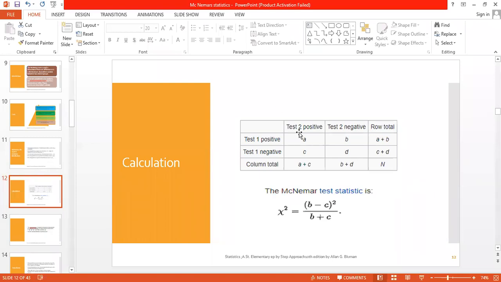This is the 2 by 2 table. This is how we represent it, and this is the formula of the McNemar test used in the calculation. You can see that in the calculation we only use the discordant pairs B and C. These two are the discordant pairs, and A and D are the concordant pairs. So in the McNemar statistic we use the discordant pairs: B minus C, over the square root of B plus C.